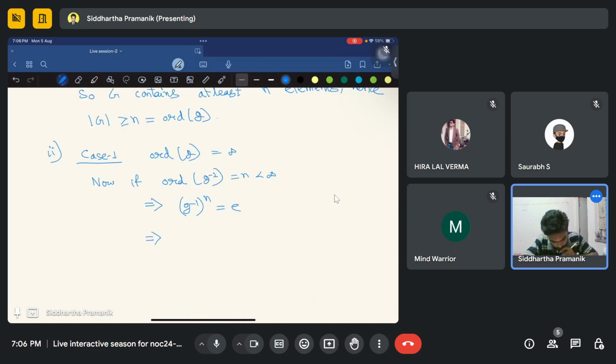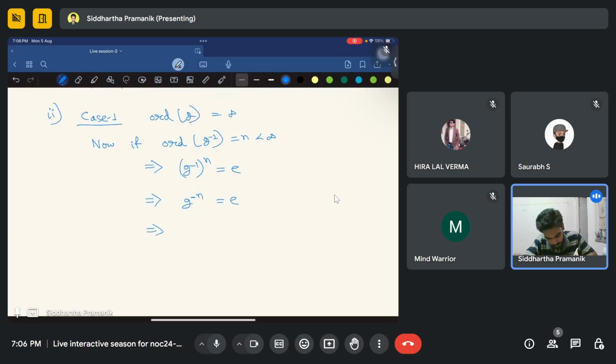But this is g power minus n equals identity. So if we multiply g power n on both sides, we will get g power n equals identity, and n is a finite number. So this cannot be true because order of g is infinite. So this is a contradiction. So order of g inverse cannot be finite. So it must be infinite. So in case 1 we have proved it.